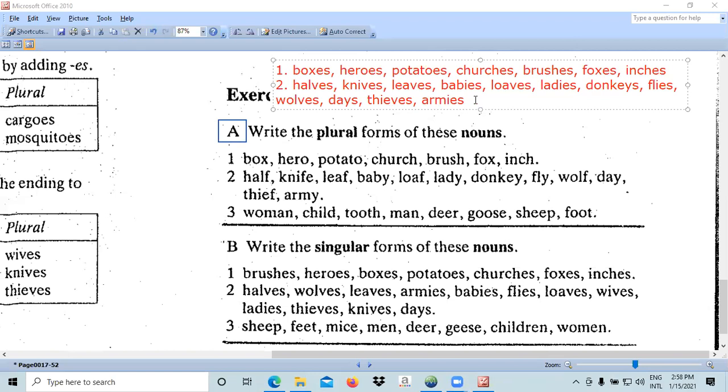Right. So let's correct these things. So look at the third one. I'm writing the answers. You can correct your books. Women. Child, children. Tooth, teeth. Man, men. Deer, deer. Goose, geese. Sheep, sheep. Foot, feet.